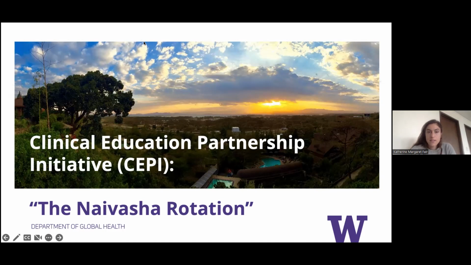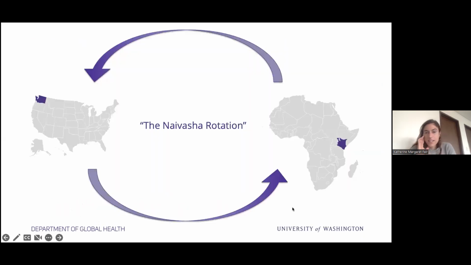All right, so I'll keep answering questions in the chat while I talk a little bit more about CEPI. I don't know what you guys have heard before, but this is a photo of Naivasha from above town. We are a site about an hour and a half north of Nairobi in the Rift Valley on a freshwater lake. It's historically rooted in a relationship that the University of Washington has had with a number of different sites in Kenya.